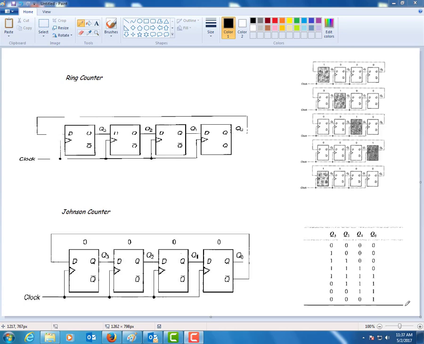This video is going to discuss two types of counters. One is called a ring counter and one is called a Johnson counter. They're quite straightforward, which is really good, right? They're not hard to understand.